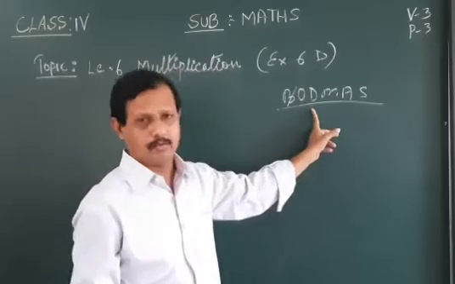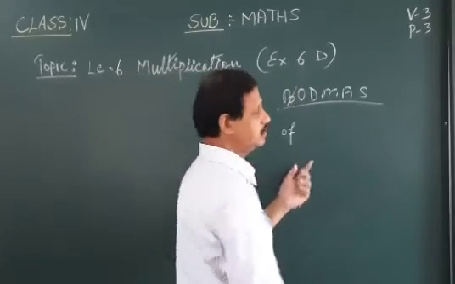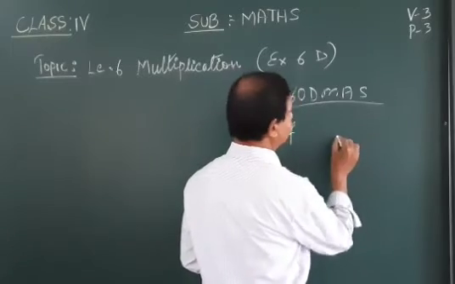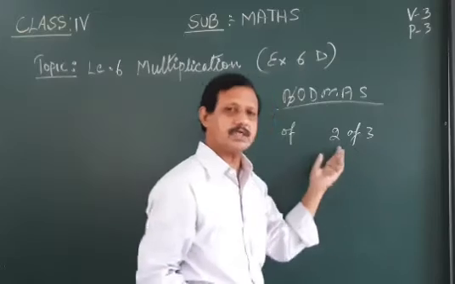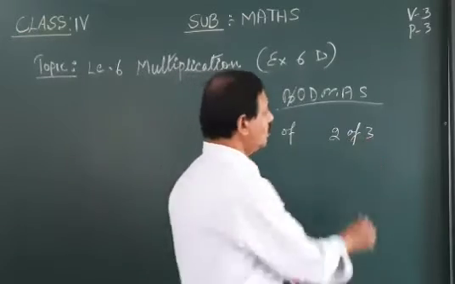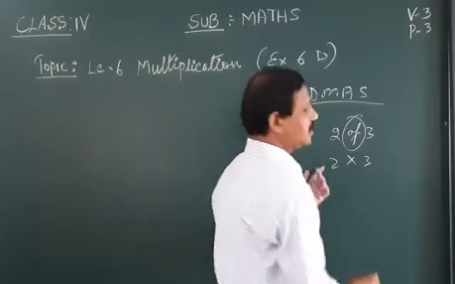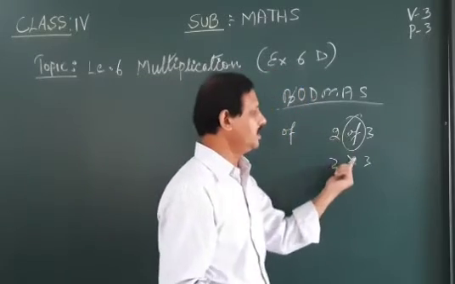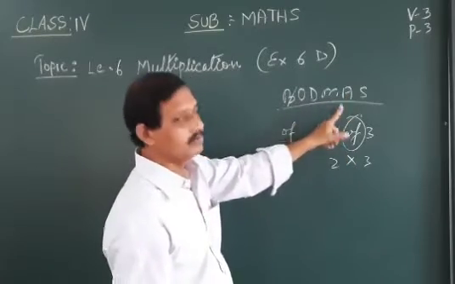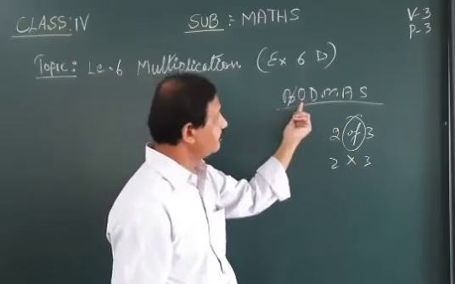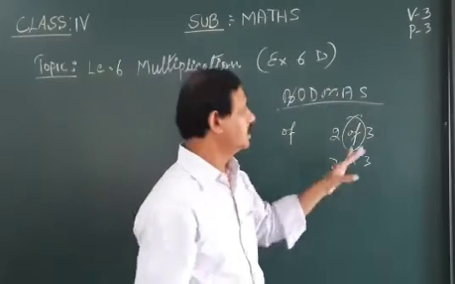Then comes O. O stands for of. Of means, suppose sometimes it is given 2 of 3 in the question. Of always means you have to multiply. But this multiplication and the other multiplication are different. First you have to solve this one, then you go to the other.